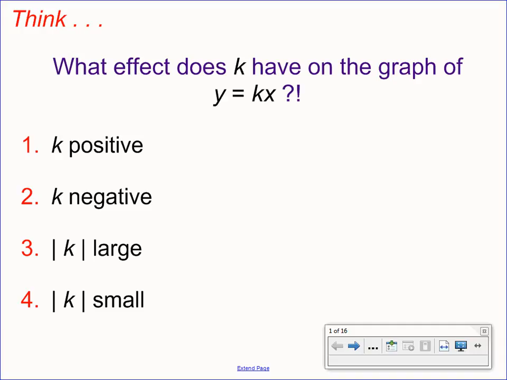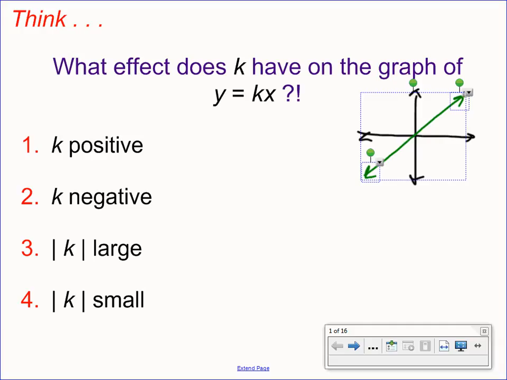So what we're going to do is think back to our parent function, f of x equals x, our identity function. The identity function was our parent line that went through the origin at a 45-degree angle, right? Slope of 1 and y-intercept of 0. And so when k was positive, remember we had the same direction graph, even if we changed the value of k. So long as it was positive, we had this increasing behavior. So I'll call that the same direction.